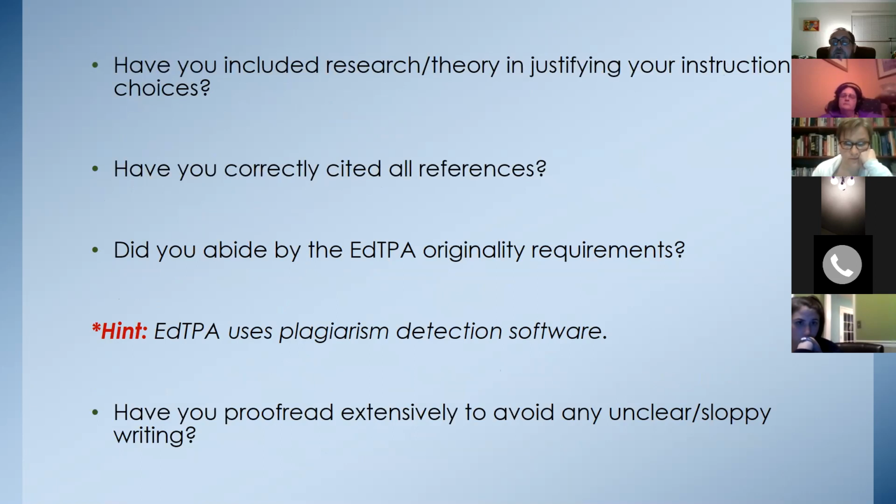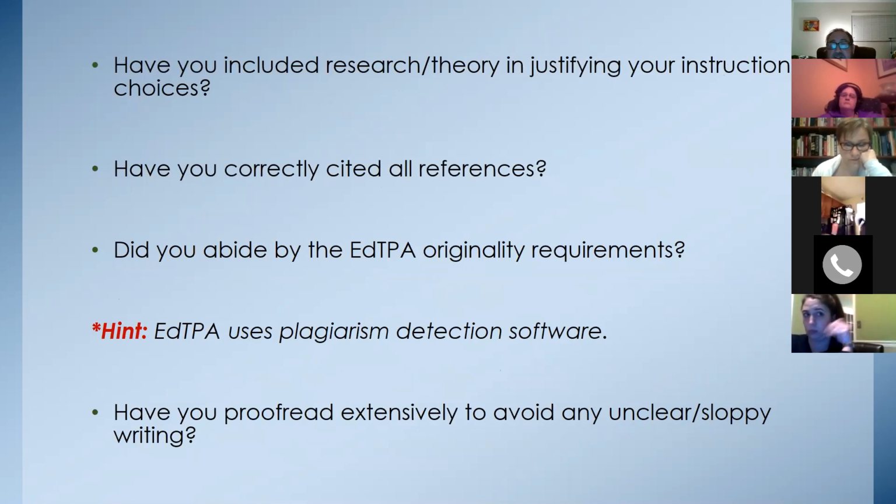Have you included research and theory in justifying your instructional choices? Now, if you do use research and theory in the assessment task, then you are going to want to cite it. And that's the next one. Have you correctly cited all references? Please use APA, make sure it's correct.